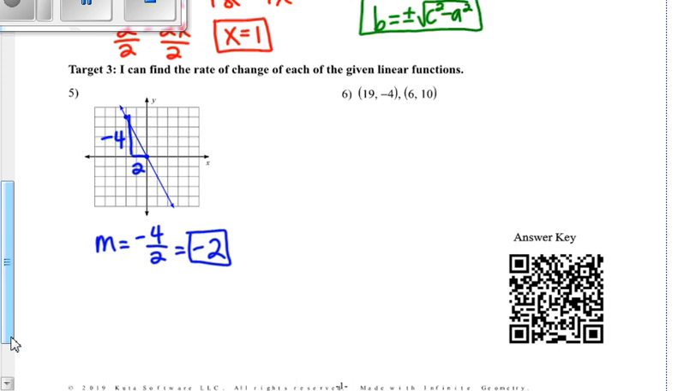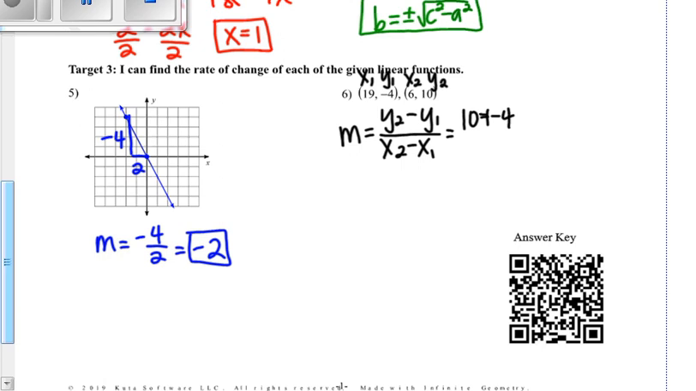When you're given 2 points, you use the slope formula. So I'm going to go ahead and label these points as x2 and y2, x1 and y1 as well. And don't forget the slope formula. This would be a good thing to put on your reference sheet if you haven't already. And I'm just filling in this slope formula. So that would be 10 minus a negative 4, which would become a plus. And then the x's, so 6 minus 19.